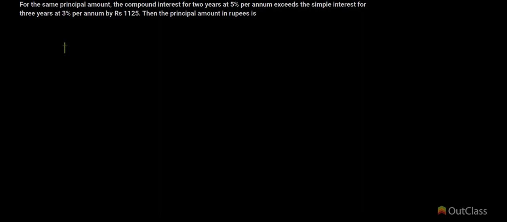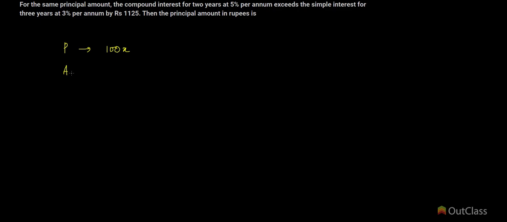If you take the principal as 100x, one more thing I'll mention. If the interests differ by 1125, the amounts also differ by 1125, because we are talking about the same principal. I say this because there is a direct expression for amount in compound interest, and there is no direct expression for the amount of interest, I mean the compound interest for a certain number of years.